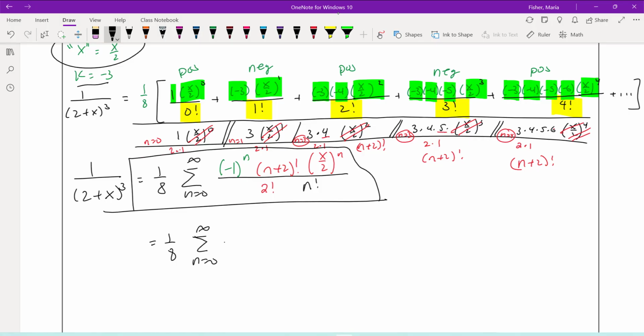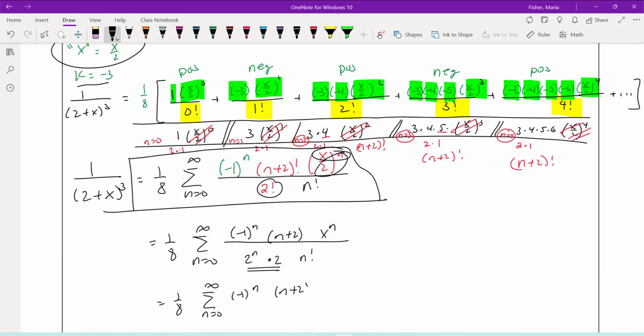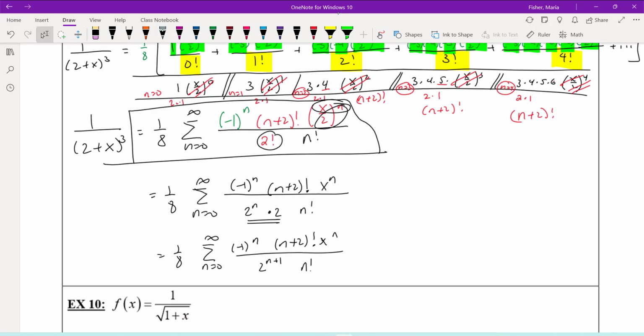But what WebAssign will do is it's going to rewrite this as x to the n, and then in the denominator 2 to the n, and 2 factorial is just going to be 2. And then they're going to say, hey, my bases are the same, so what I need to do is I need to add those exponents. Oops, I forgot my factorial there. And that becomes 2 to the n plus 1 times n factorial. So you can clean it up if you want to, or you can enter it in just as we had here. This is perfectly acceptable on a test or in WebAssign.